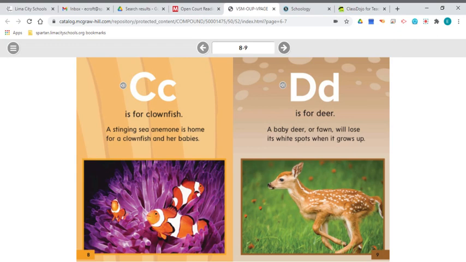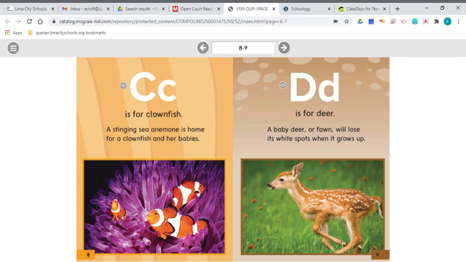C is for clownfish. A stinging sea anemone is home for a clownfish and her babies. D is for deer. Okay, this might be a good place to make a prediction. So far, each page has had an uppercase and a lowercase letter at the top of the page. And then the next thing that happens is it tells what animal starts with that letter. And I'm going to predict that this is going to be the pattern through the whole book because we're already at D and that pattern keeps continuing. So we'll see. D is for deer.